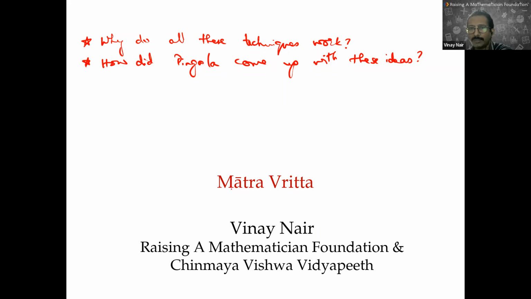Now we go to something called Matra Vritta. Vritta has got different meanings. Vrittam means circle. Vritta also means verses or lines. So Matra Vritta, the earlier one was Varna Vritta.